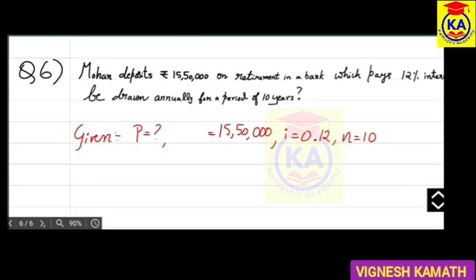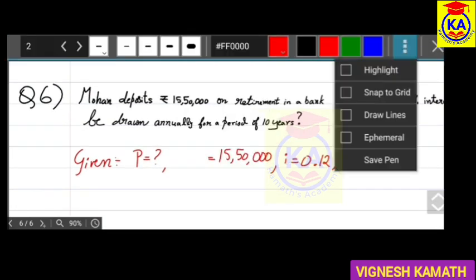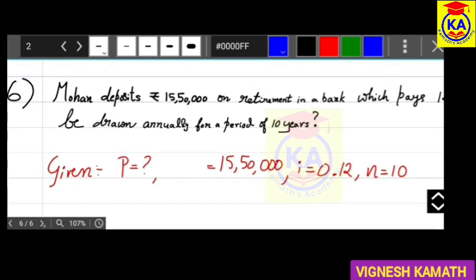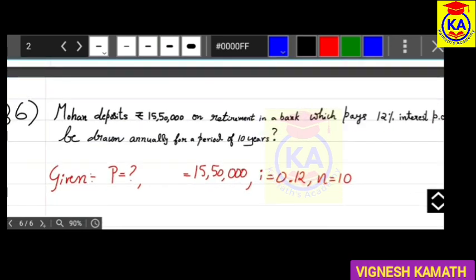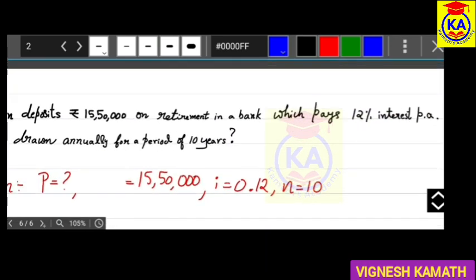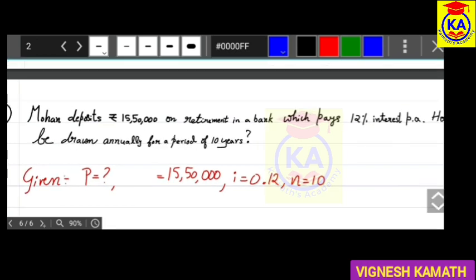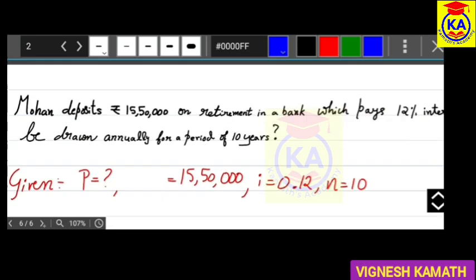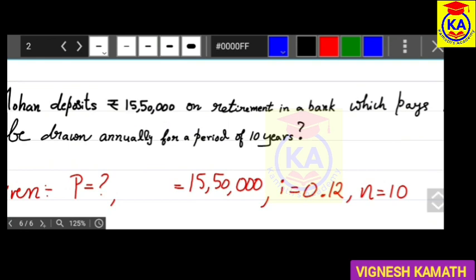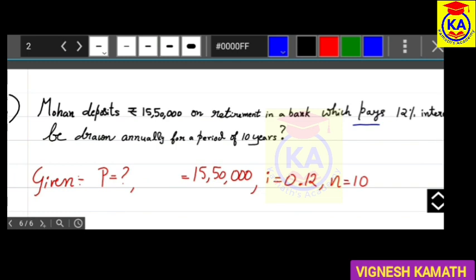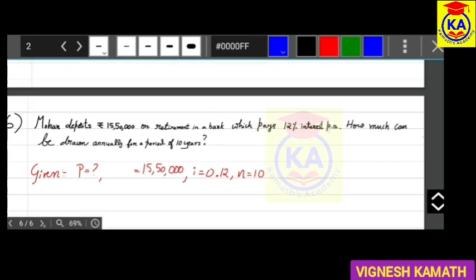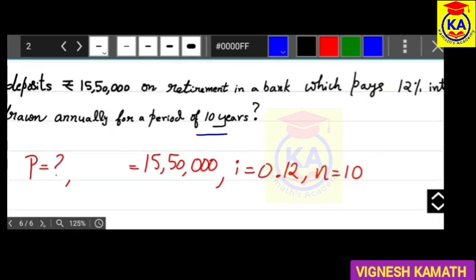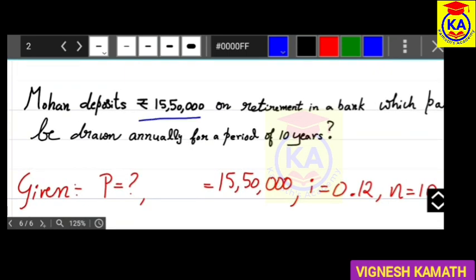Now let's begin with question number 6. This is the most important question, which is a bit tricky also. If you focus, it's easy. Mohan deposits rupees 15,50,000 on retirement in a bank which pays 12% interest per annum. How much can be drawn annually for a period of 10 years? Okay, this is the question. So I is 12%, n is equal to 10, I is equal to 0.12. Now what is this 15,50,000? We'll see that.